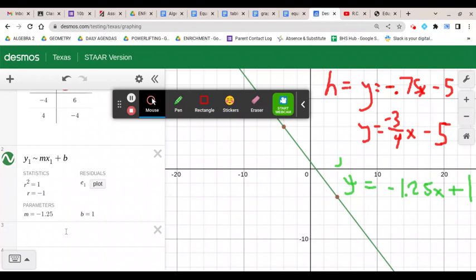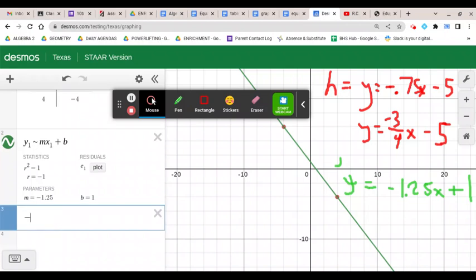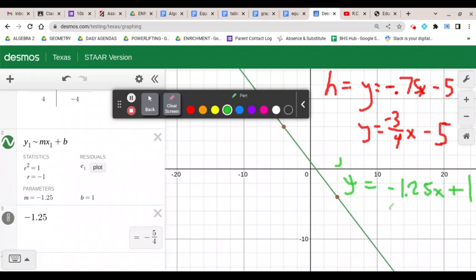And again, as Mr. Menace said a minute ago, if we type in negative 1.25 in there and just hit this little circle button, it converts to a fraction of negative 5/4. Okay, so really we have negative 5/4 x plus 1.